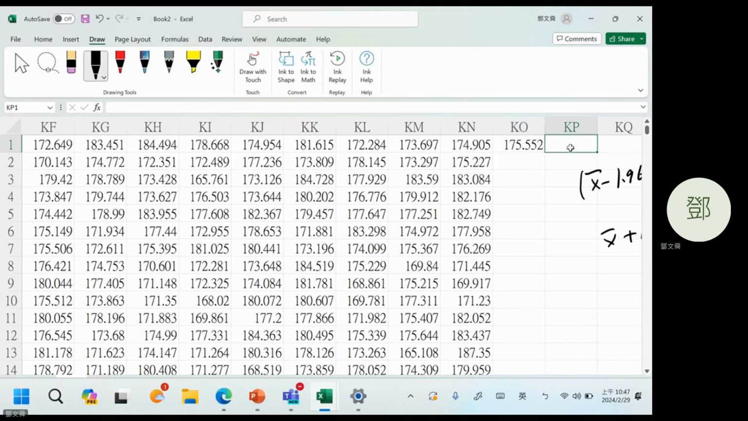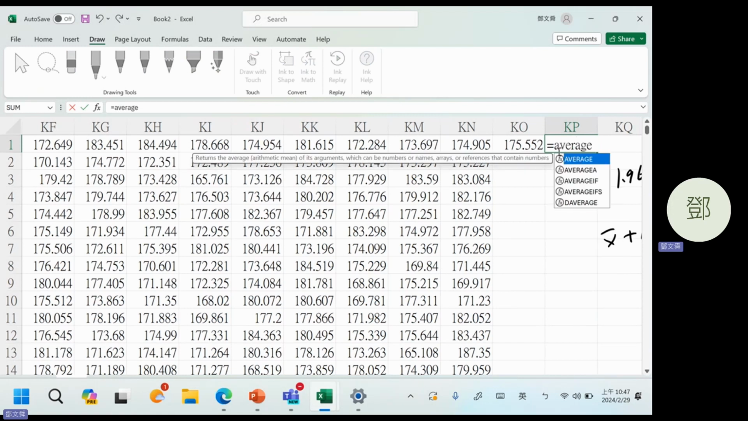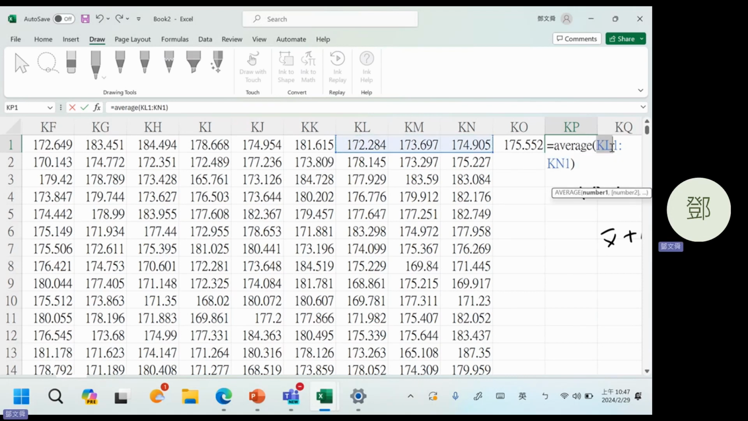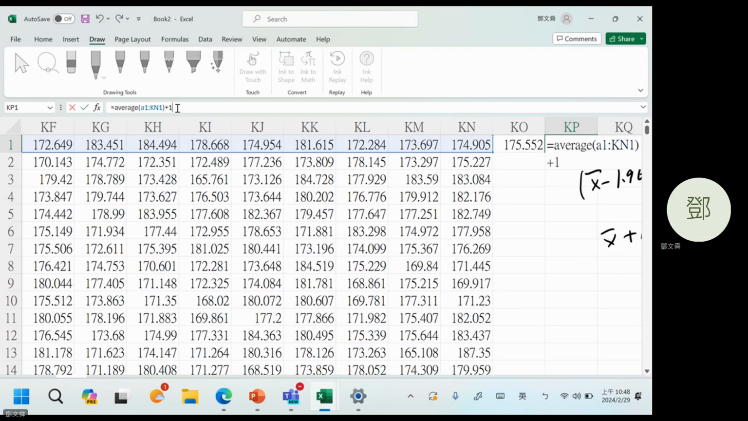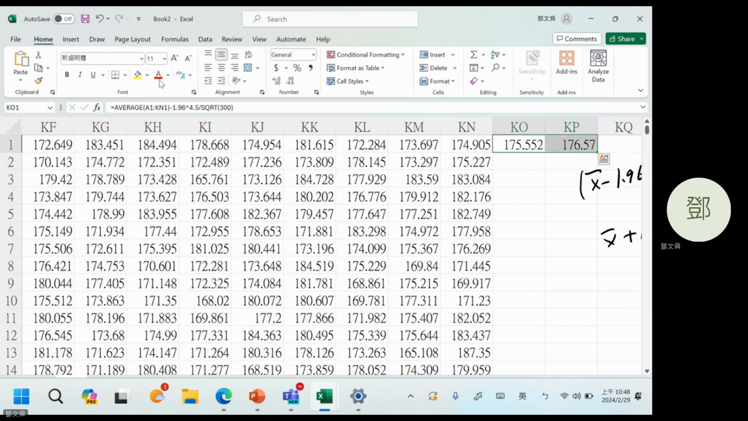And equal AVERAGE, A1 to KN1, plus 1.96 times 4.5 divided by SQRT of 300. Okay? Now we have the first confidence interval. This is the confidence interval, all right?